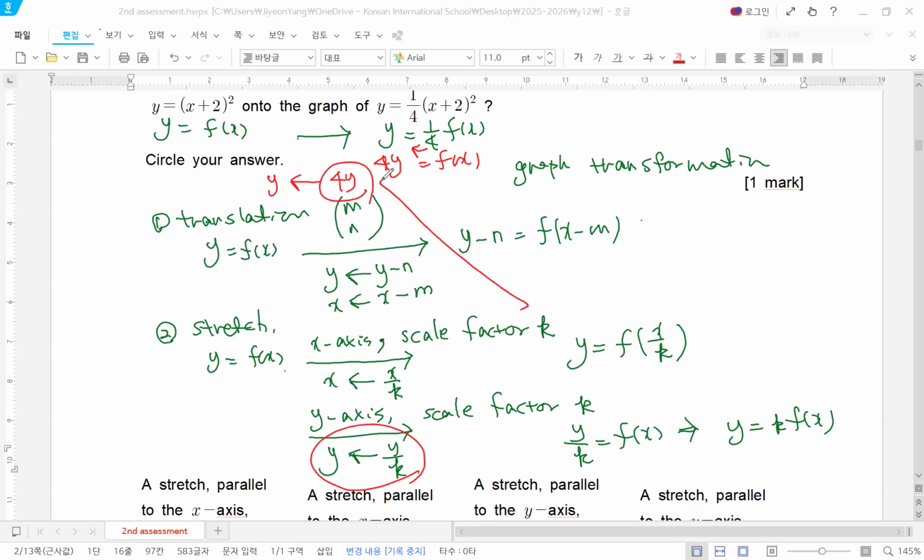Then please compare them. What is the value of k in this case? 1 over 4. Do you understand? So stretched parallel to the y-axis with the scale factor 1 over 4 is the answer to this question. Do you understand?